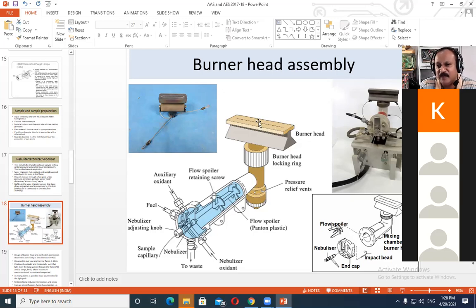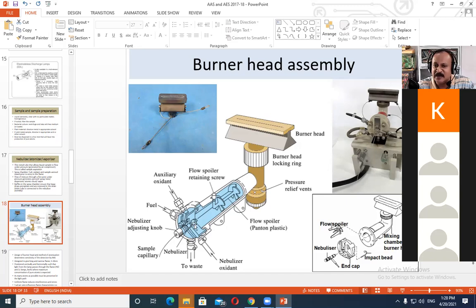The flame will burn here, and at the same time your sample also will be taken from this capillary. Can you see the capillary here? I'm showing it with the cursor. At the left hand down corner, this is a sample capillary. This capillary is dipped into the sample, and then it will suck the sample by application of vacuum, and the sample goes inside.